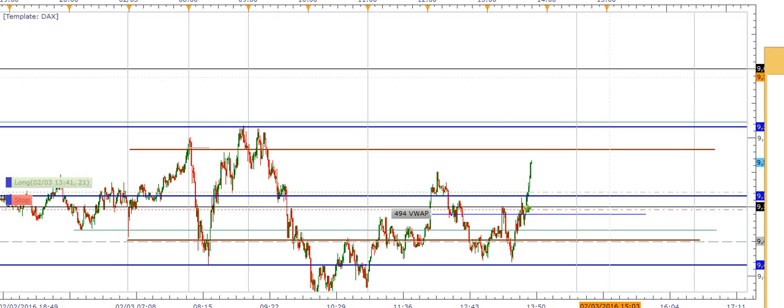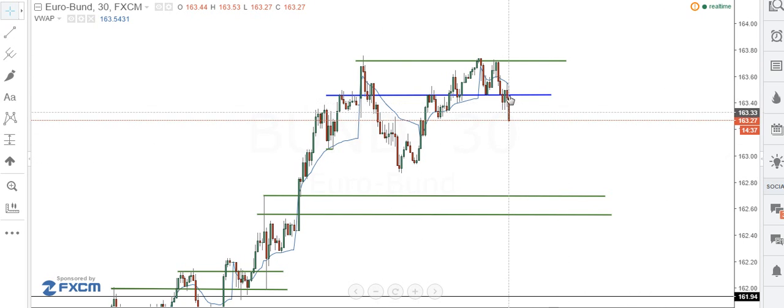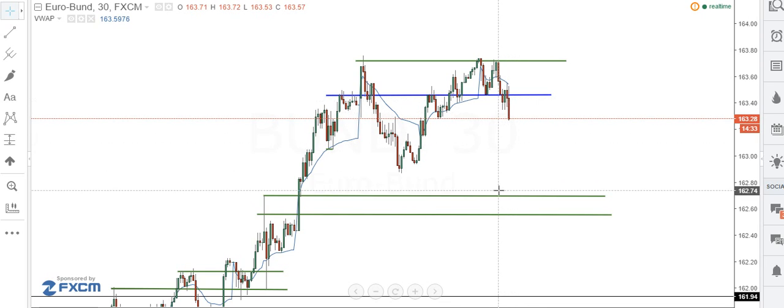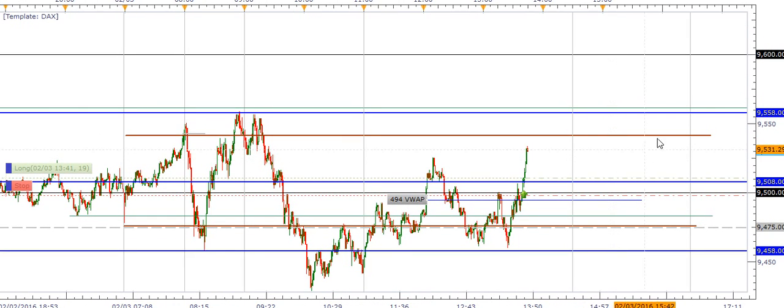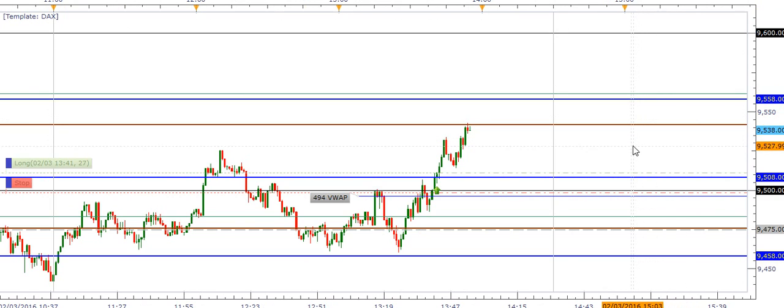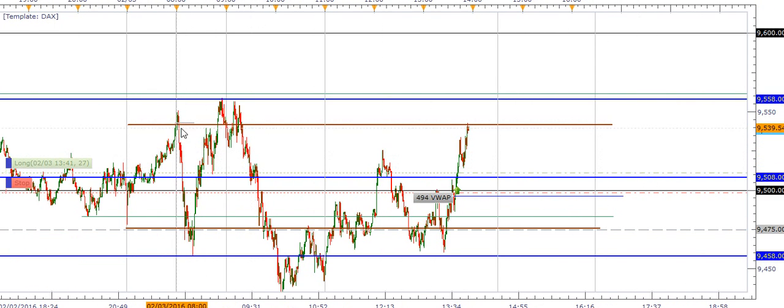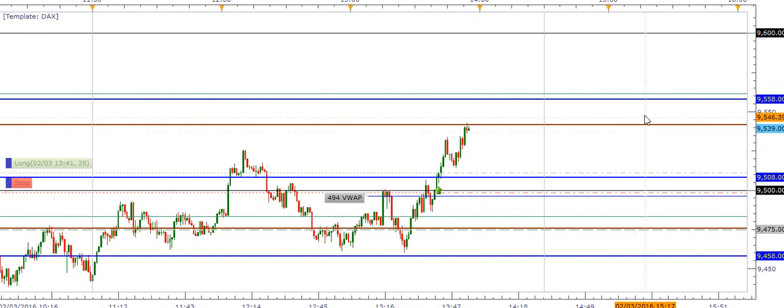Again you can see Bund now broke down after this 1.5 hour consolidation. The more down it goes, the higher DAX will go. So let's see. Nice trade so far right here. We can see we held resistance initially at this initial balance high. Let's see how far up.